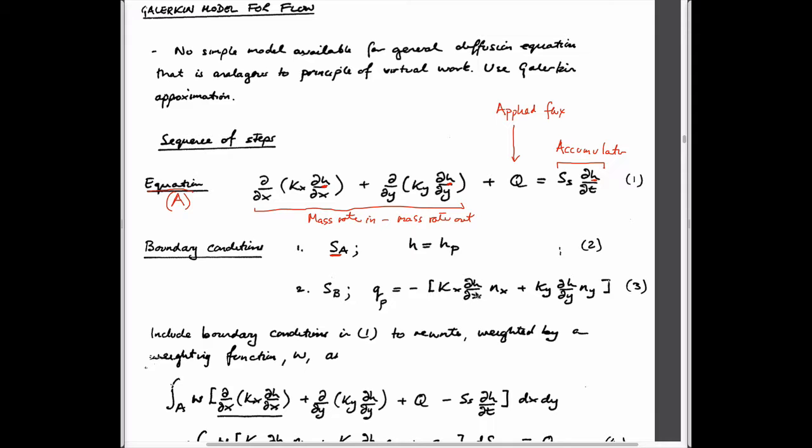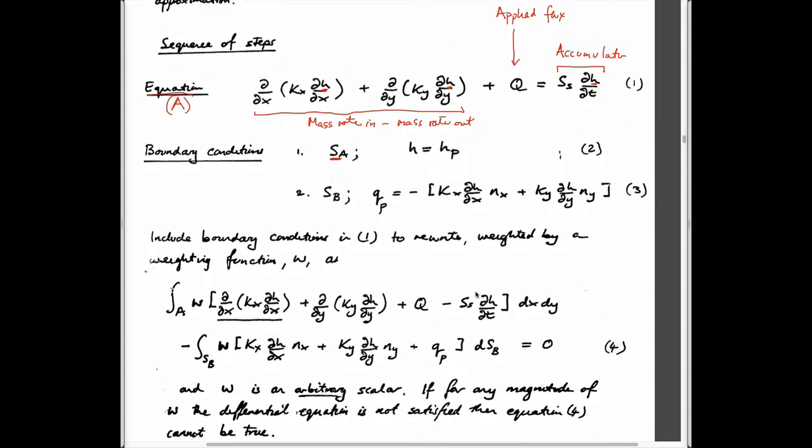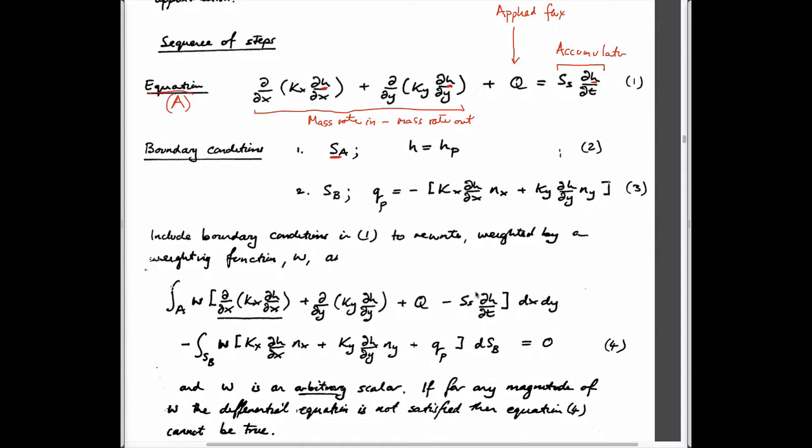And so the Galerkin method is kind of a little bit complicated, but again, in terms of big pictures, it basically says this. It says that this governing equation has to be true everywhere within this area. This has to be true on the boundary where the head's prescribed. This has to be true on the portion of the boundary where the flux is prescribed.